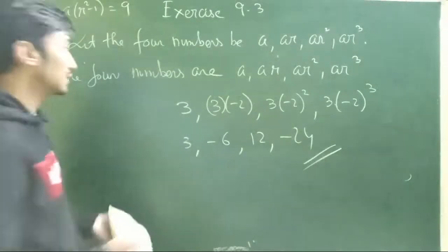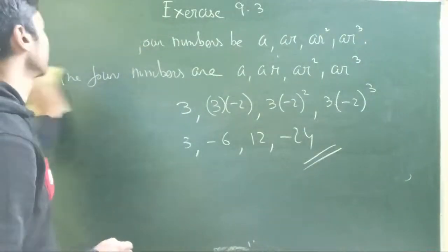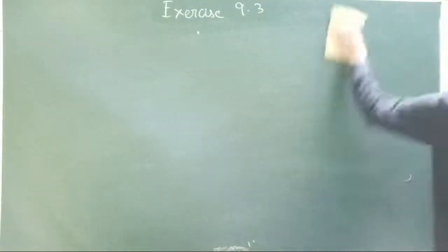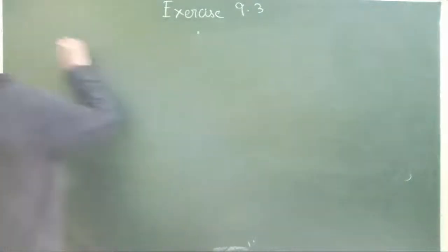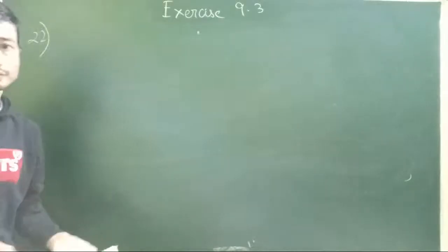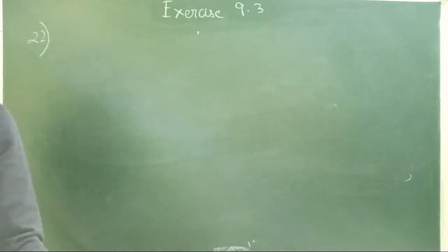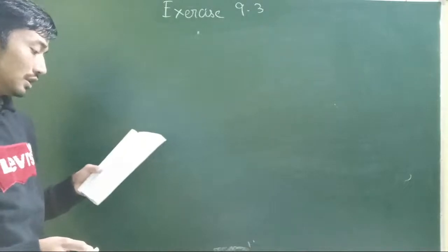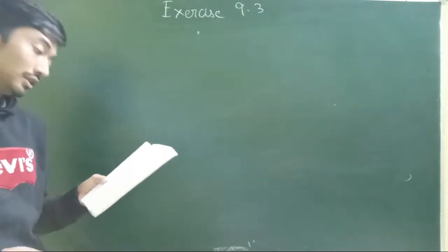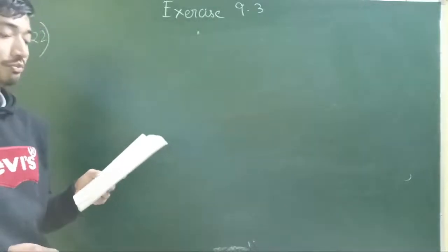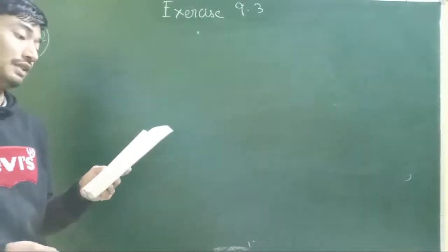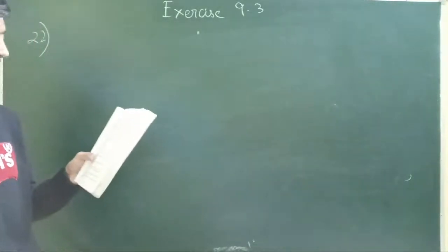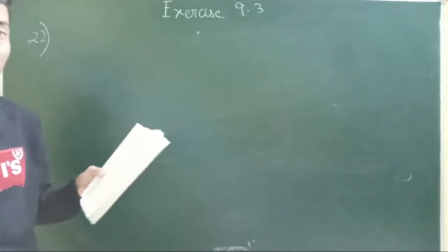Alright, let's proceed to the next question, 22. If the pth, qth and rth terms of a GP are a, b and c respectively, prove that the given expression is equal to 1.